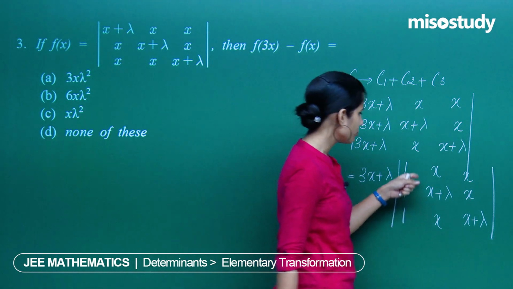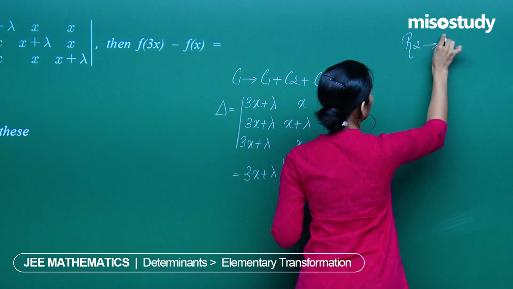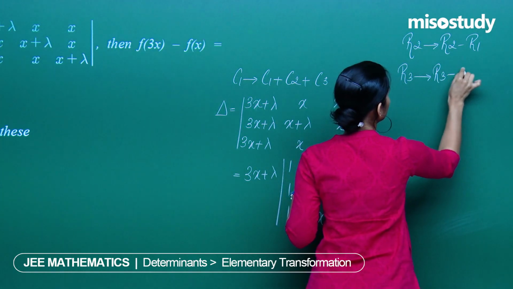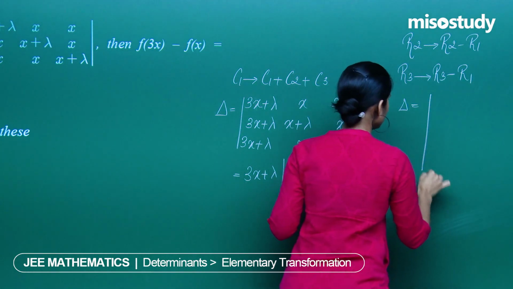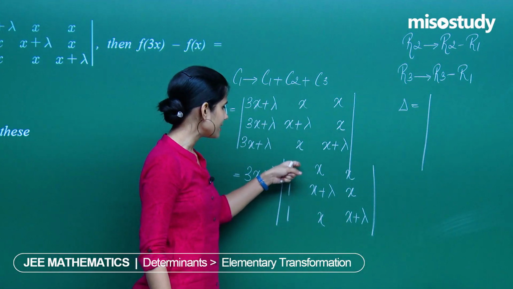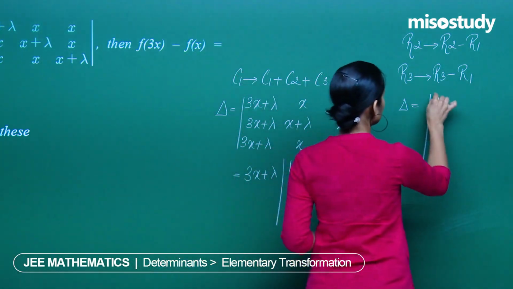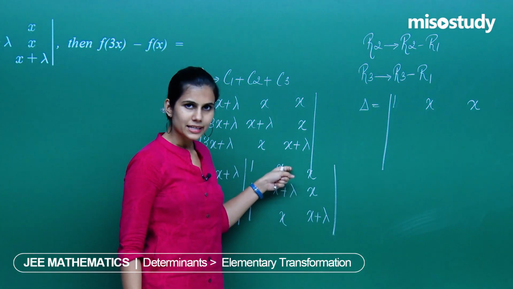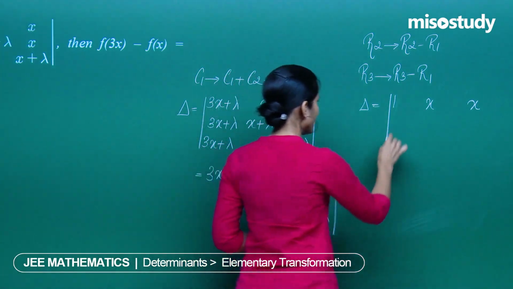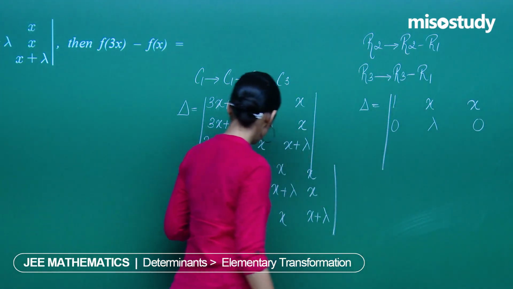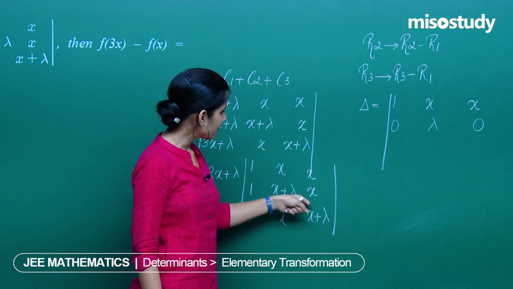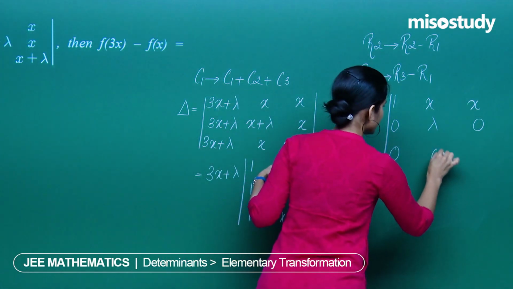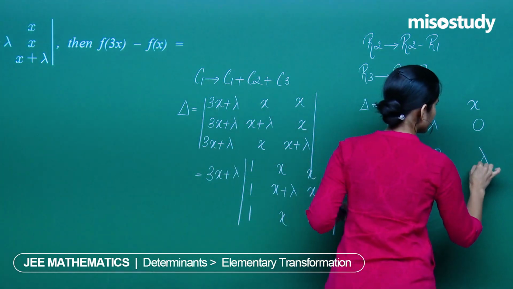Row 2 goes to row 2 minus row 1. Row 3 goes to row 3 minus row 1. When you do this, that's an obvious operation because I want a 0 over here. 1 minus 1 is 0, 1 minus 1 is 0. So that's what I am doing. 1, x, x, then you have 1 minus 1, 0. x plus lambda minus x is lambda and x minus x is 0. So you have 0, lambda, 0. 1 minus 1 is 0. x plus lambda minus x is lambda and x minus x is 0. Then 1 minus 1 is 0. x minus x is 0. And x plus lambda minus x is lambda.